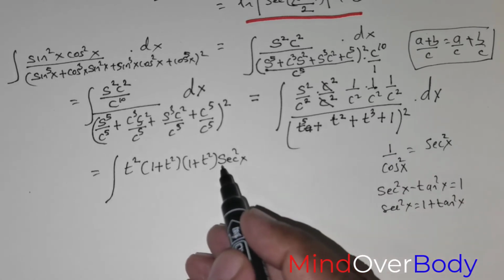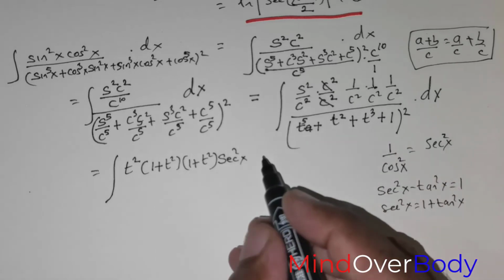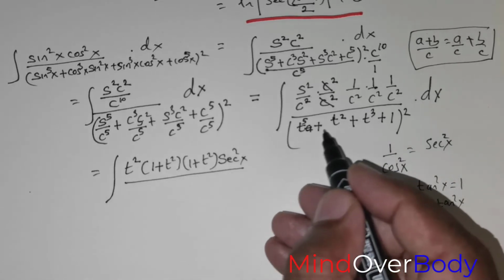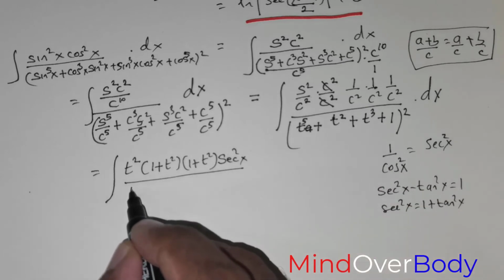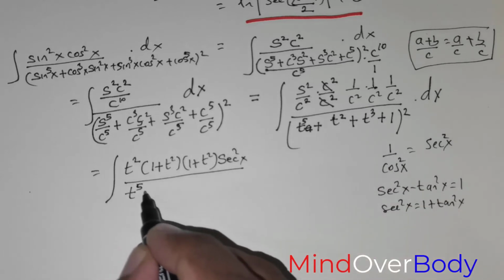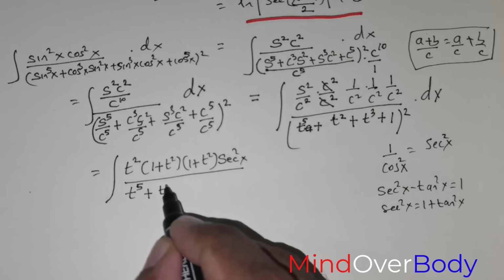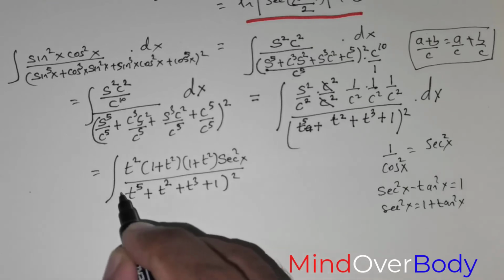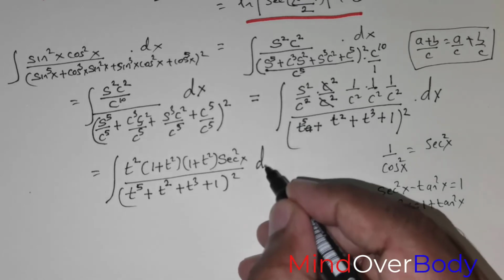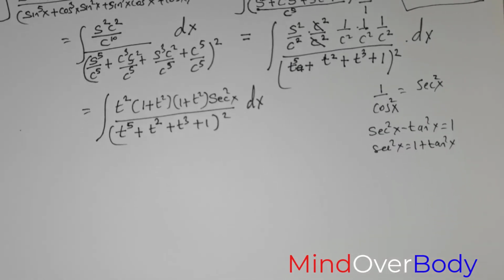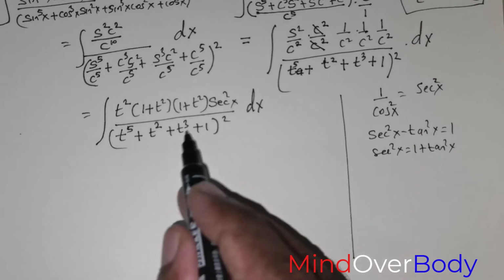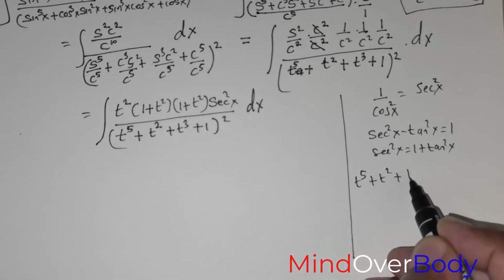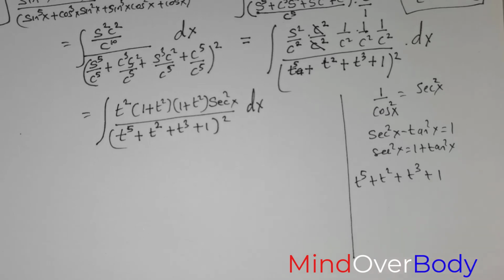I don't want to write it as s, because if I were to write it as s it would mean sine, so I'm just writing it as secant squared x. So now let me first write the denominator. This is t raised to the power of 5 plus t squared plus t raised to the power of 3 plus 1, this is raised to the power of 2, okay, and you have this operator dx, that's fine. Now consider the denominator, t raised to the power of 5 plus t squared plus t raised to the power of 3 plus 1.